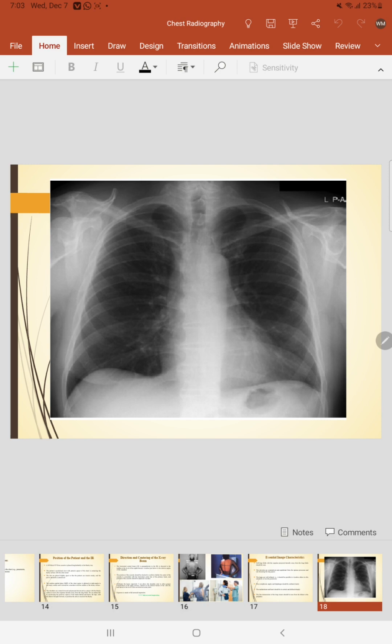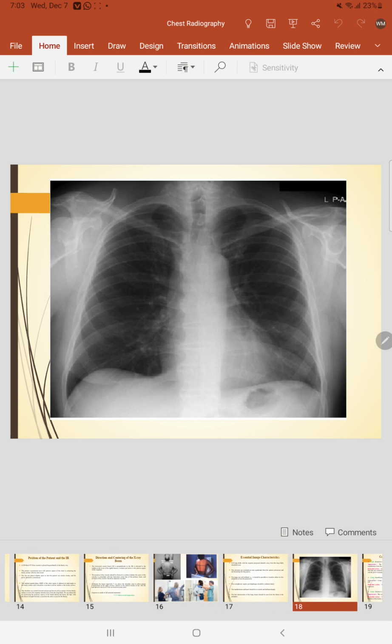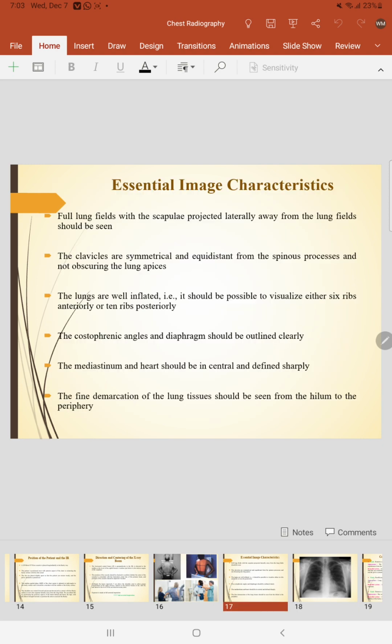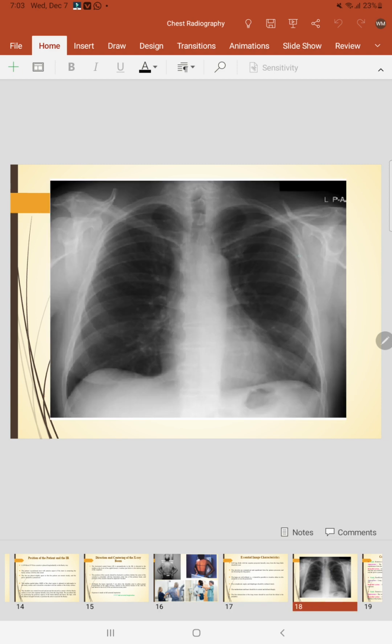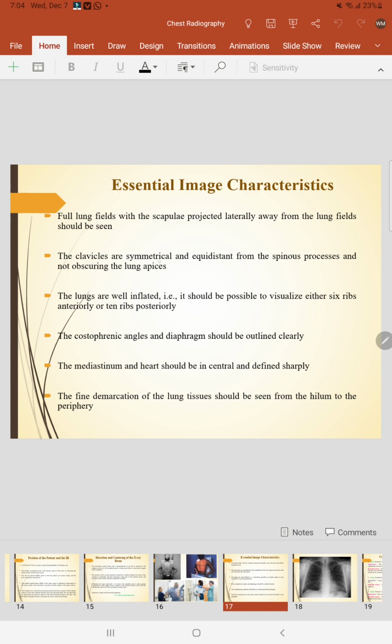This is a radiograph. Now we can check the image characteristics. Full lung field with the scapulae projected laterally away from the lung field should be seen. This is the lung field. You can see the scapulae are projected laterally away from the lung field. Then the clavicles are symmetrical and equidistant from the spinous processes and not obscuring the lung apices.